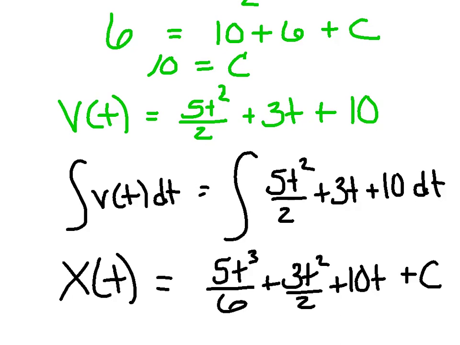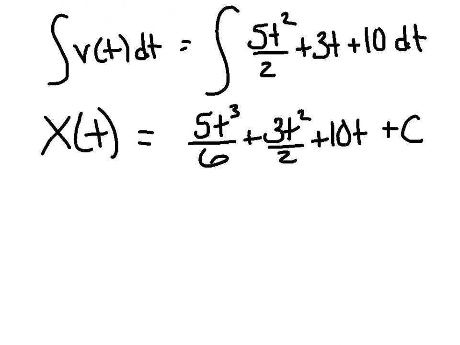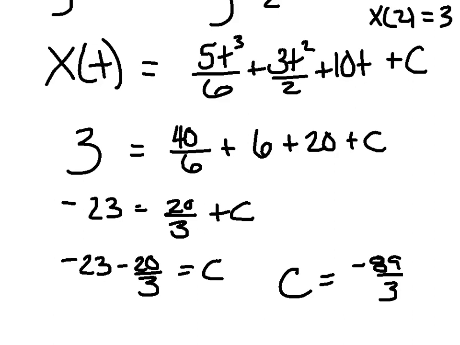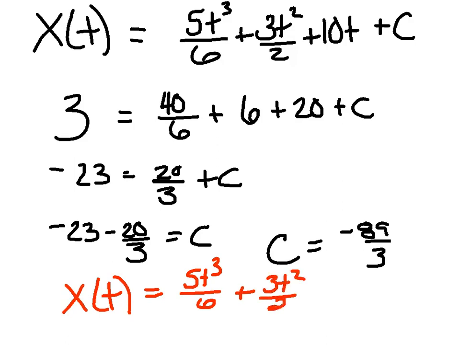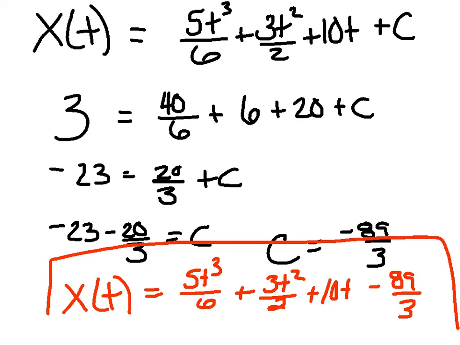And I believe the initial condition was x of 2 equals 3. So I'm just going to jot that down for myself. So I'm setting my equation equal to 3 when I plug in 2. And hopefully your math turned out to be the same as mine. I ended up getting c to be negative 89 thirds. So lastly, I just need to put it all together. My position is equal to 5t cubed over 6 plus 3t squared over 2 plus 10t minus 89 thirds. And there we have our particular solution for that given initial condition.